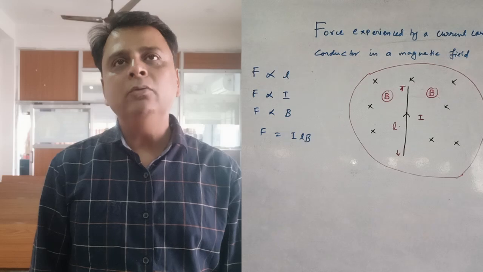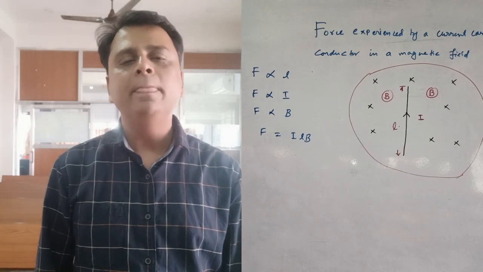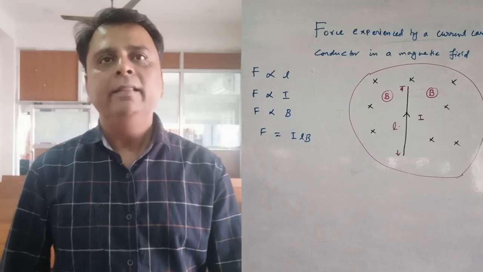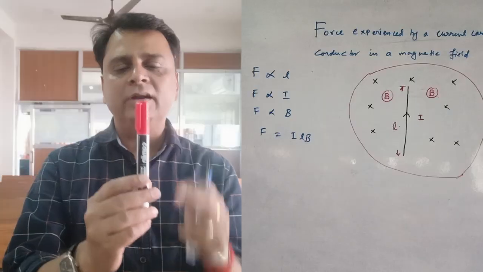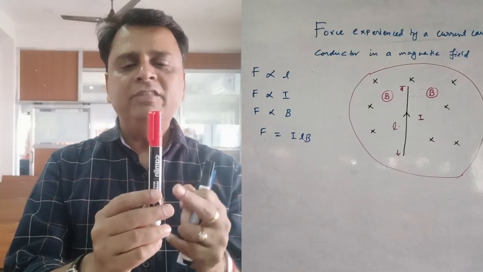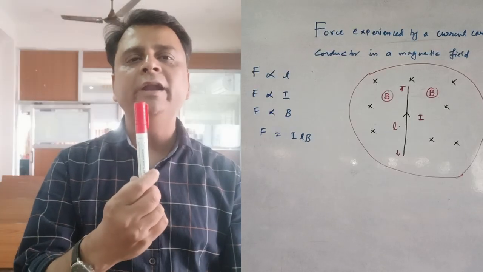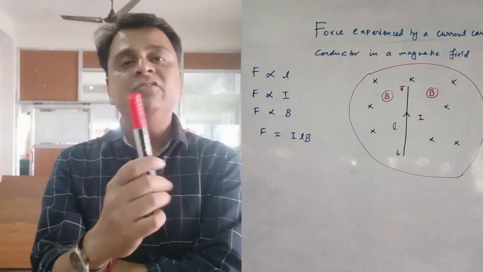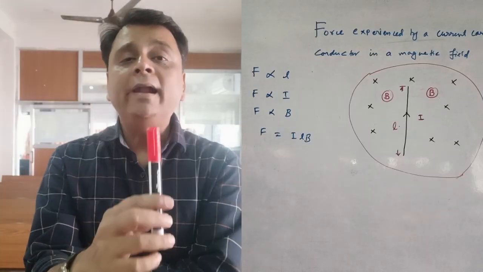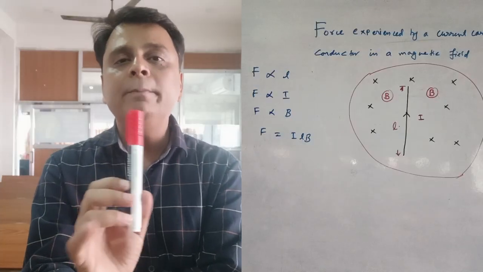Now, when we talk about this topic, force experienced by a conductor in a magnetic field, first of all, we have to understand that any current carrying conductor, suppose this is a conductor and this conductor is carrying current, obviously has some magnetic field around it, because we already know that a current carrying conductor has a magnetic field around it. But what happens when we place this conductor in an external magnetic field?